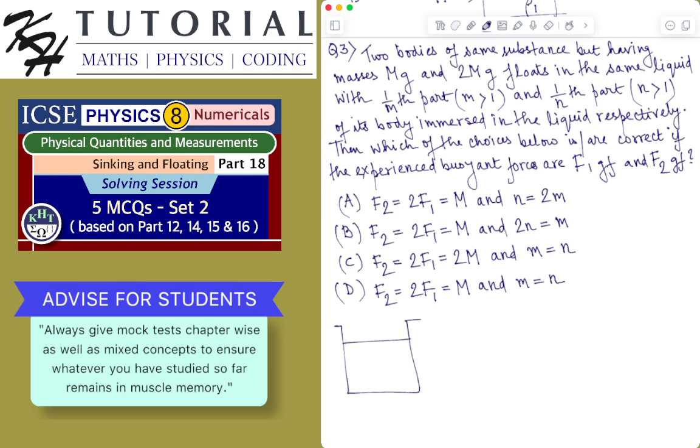In the first scenario, let's say this is the case. In both the cases, the liquid is the same. Let's say the density of the liquid be rho 2, and in both the cases, both the bodies are of the same substance. That is, both the bodies will have the same density. Let's say the density of the substance is rho 1.